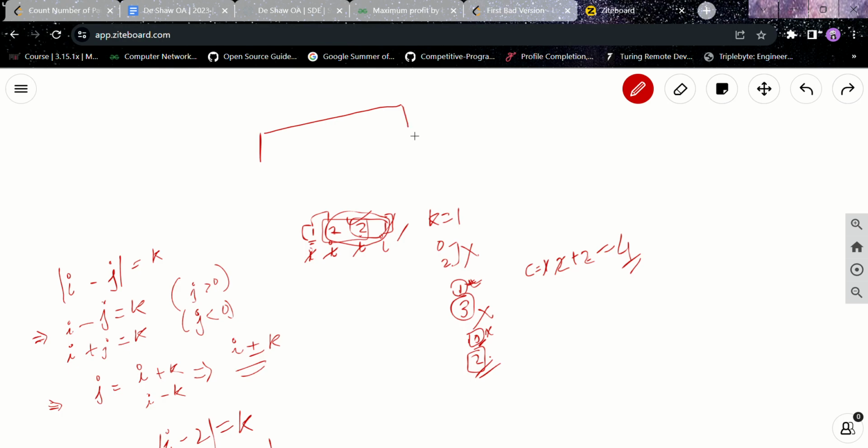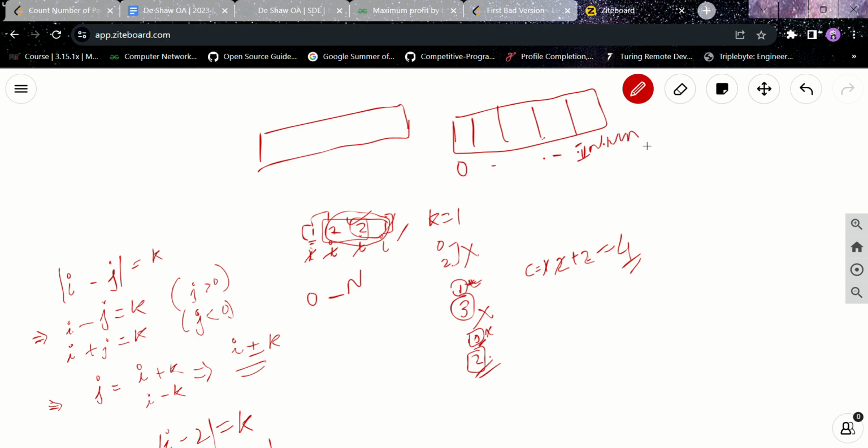One option is that we can use a frequency array. But what if these values do not lie between 0 to n? Then we have to use a very big frequency array, 0 to Integer.MAX_VALUE. This one also will give the correct answer, but right now I'm using a map of element, which will contain an element and its frequency. Both are of type integer.